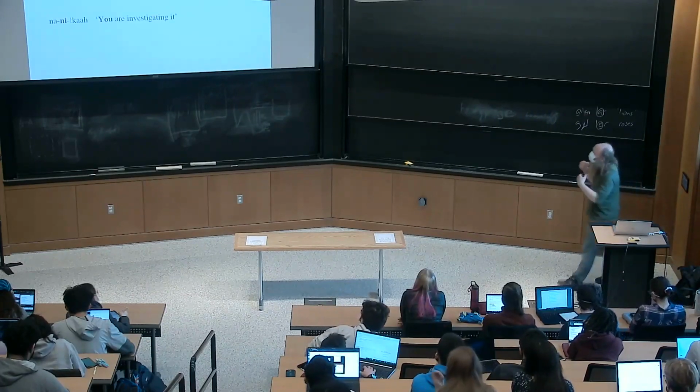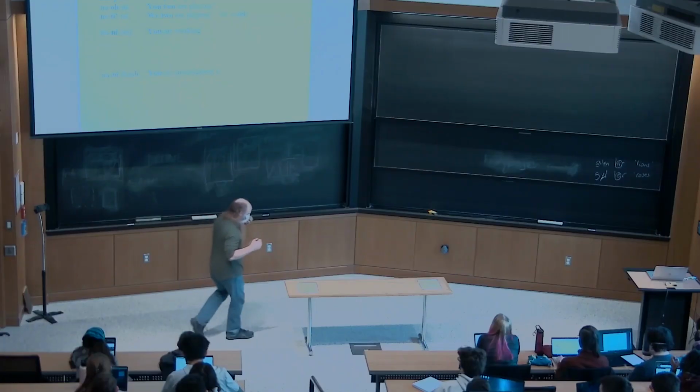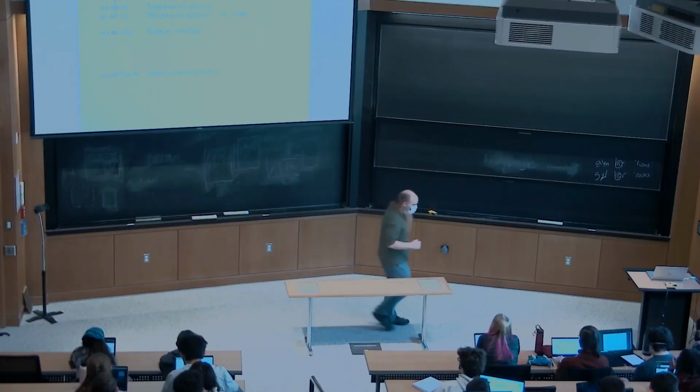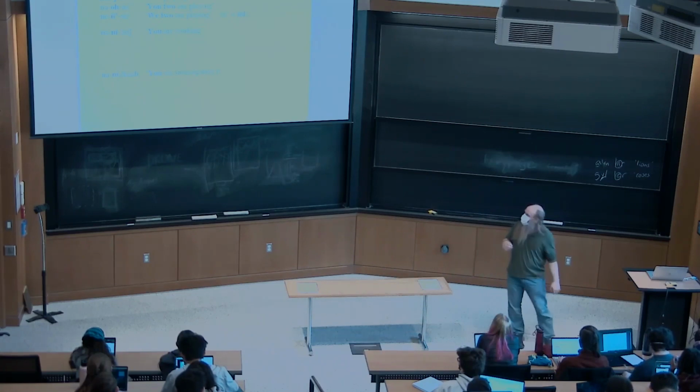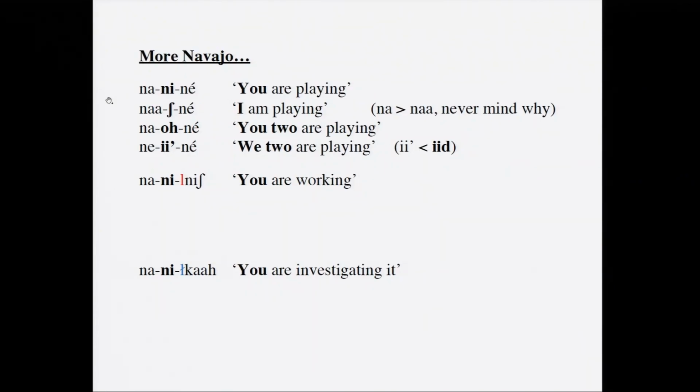Now, I started with play, which is a comparatively simple verb. The verb really is ne. But there are some other verbs that we can talk about. You've seen versions of them in the preceding slides. Work and investigate that I now want to turn to. Work and investigate, we can think of them as starting with clusters of consonants. So you are working, you've got the na and the ne that we have up above, and then the verb stem is lnish.